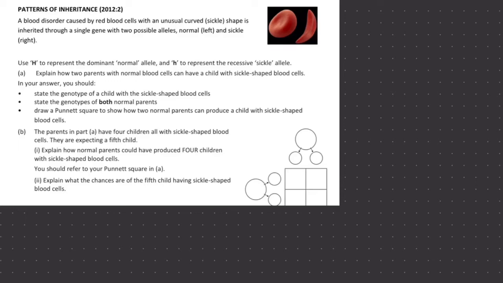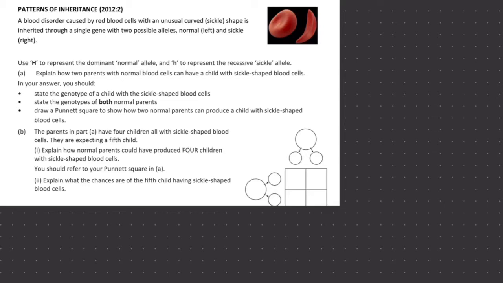Today we're going to be talking about monohybrid crosses or Punnett squares, as you may have heard them referred to. Okay. So the question we have here is an old one taken from 2012, but the ideas are still relevant, very similar to the questions that are asked in the last few years. So, patterns of inheritance, 2012, question 2.